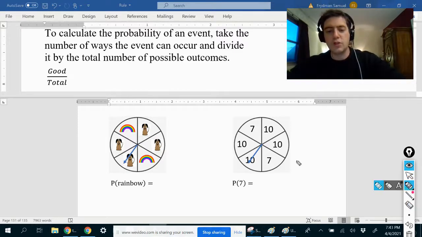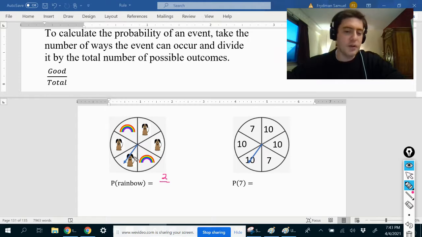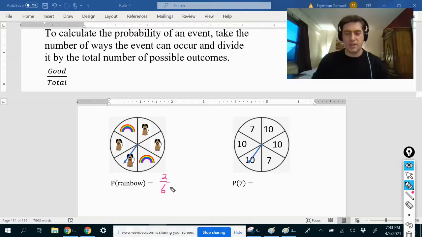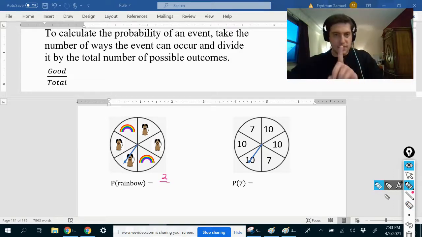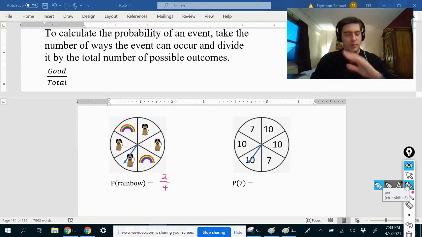Well, what we'll do is we'll just count the number of rainbows. So there are 2 rainbows here. And we're going to put that over the total number of outcomes. So that's 1, 2, 3, 4, 5, 6. By the way, one common mistake that students make is in the numerator, they'll put the number of good things. For us, that's rainbows. So they'll put 2 in the numerator, and then in the denominator, this is a mistake now, a lot of students will put the number of bad outcomes, which in our case means the number of dogs, which is 4. That is not correct. The probability of something happening is not good over bad, it's good over total.